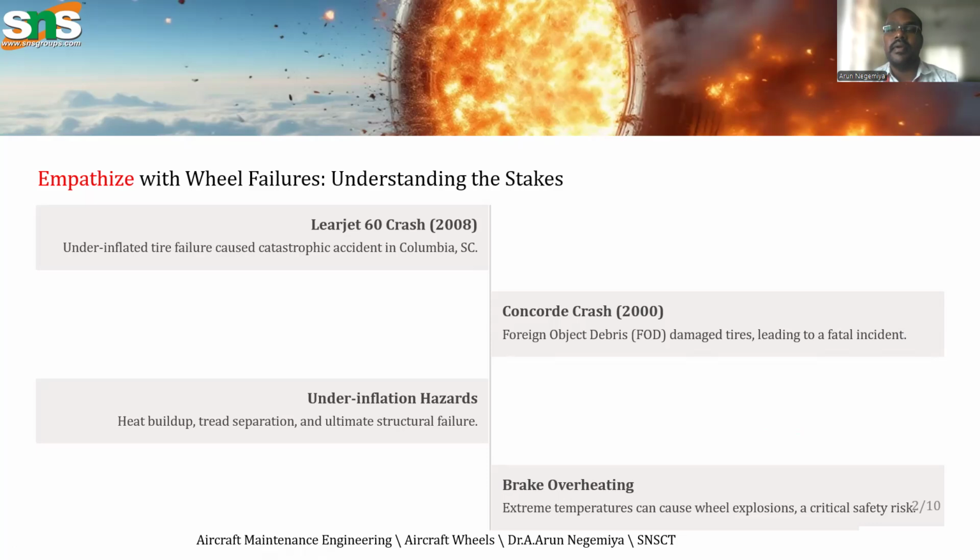And the last one is brake overheating. During landing, if you apply the brake, heat can be generated due to friction. This type of failure can happen in the wheel.